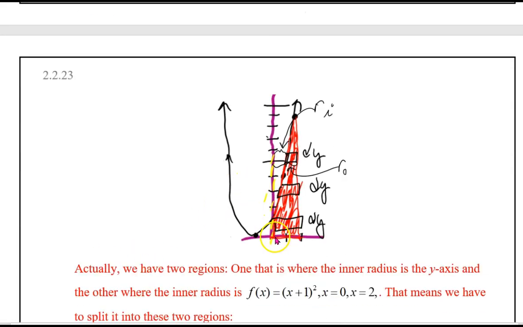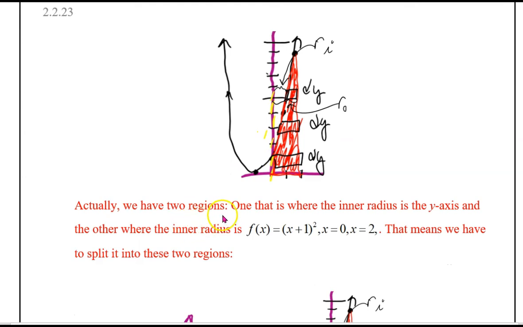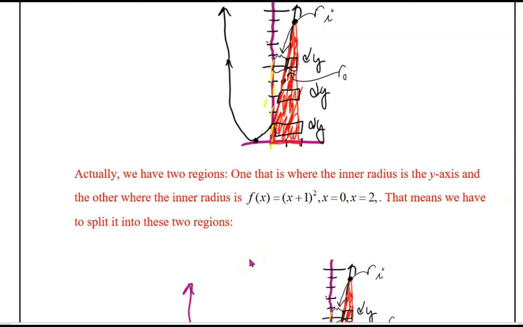Here's our shape again. Notice that there is a region where the inner radius is going to be 0 because the strips touch the axis of revolution. But there are also spaces where the strips do not touch the axis of revolution and the inner radii will not be 0. We have, in a sense, two regions. One where the inner radius is the y-axis and the other where the inner radius is the curve x plus 1 quantity squared from x equals 0 to x equals 2. That means that we'll need to split it into the two regions.